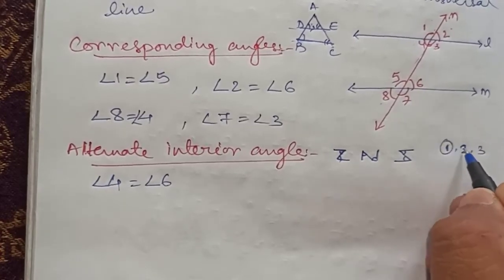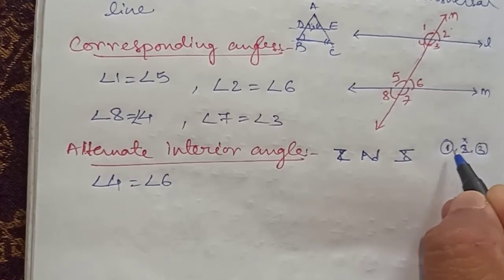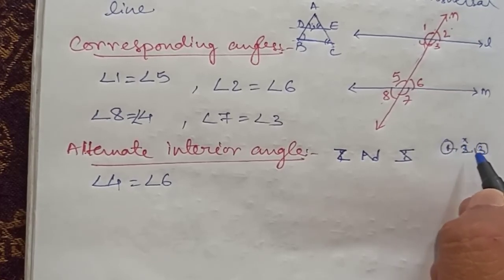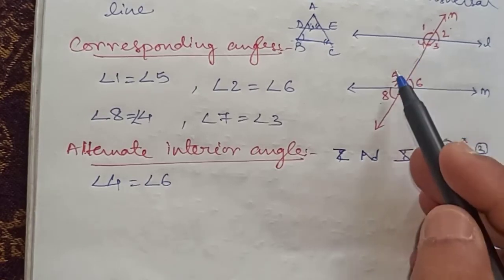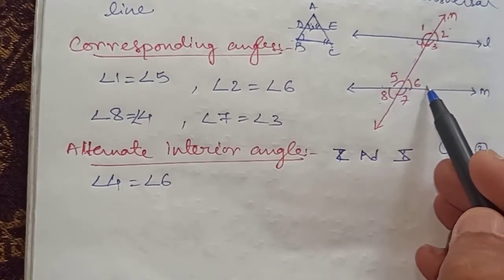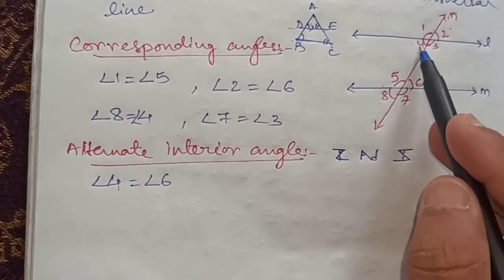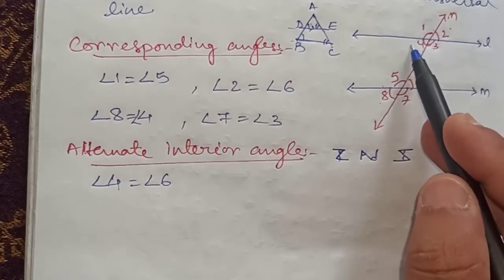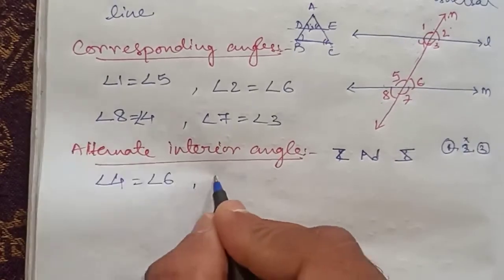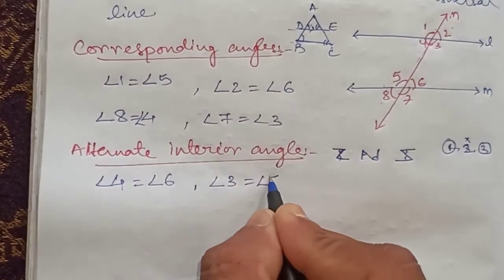Okay, so first number, second we won't take, third number. This is alternate, leaving the middle one, the next number. So similarly, suppose 4 I will take, leave the fifth angle, take 6. So angle 4 and angle 6 are equal. Similarly, if I take 3, leave the fourth angle, take 5. Angle 3 equals angle 5.